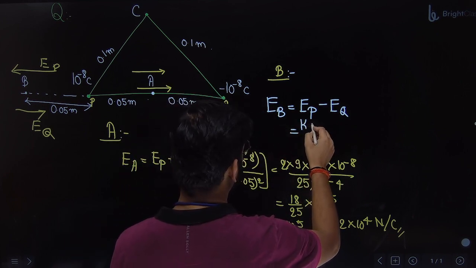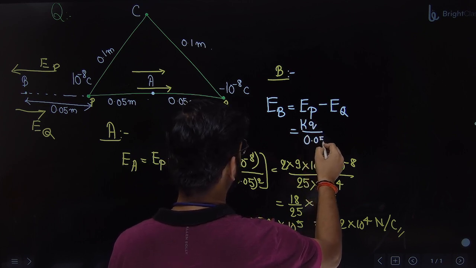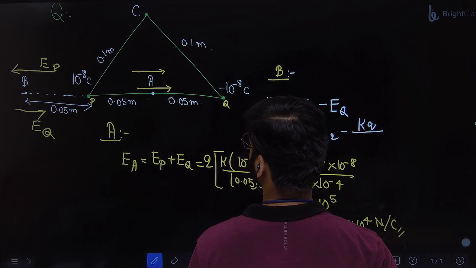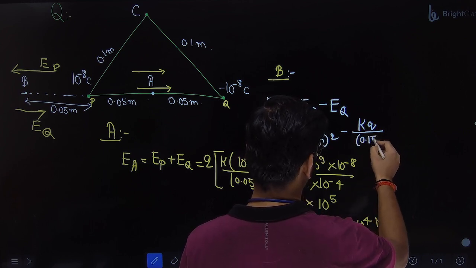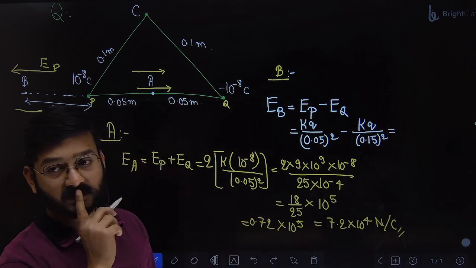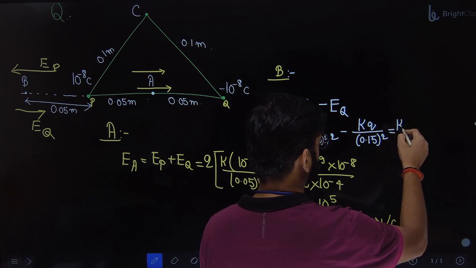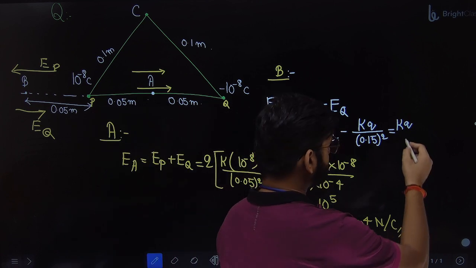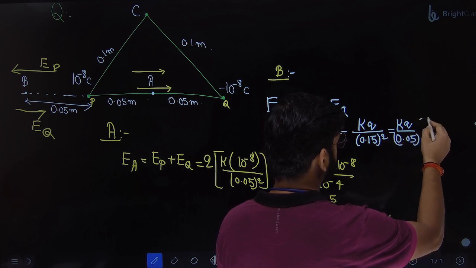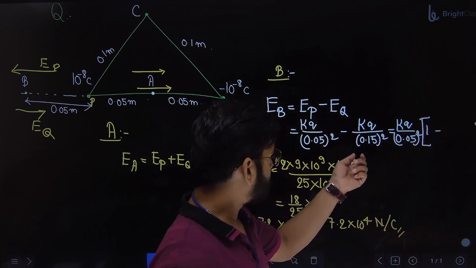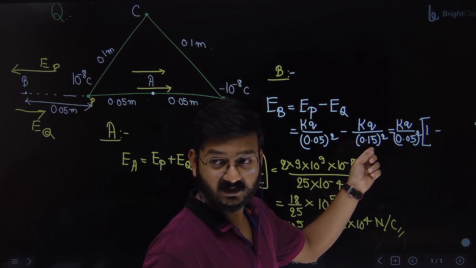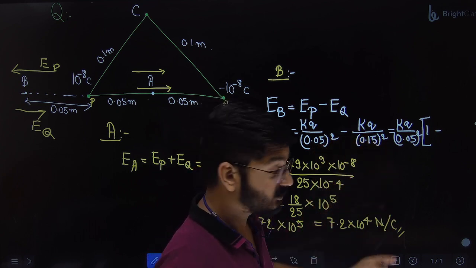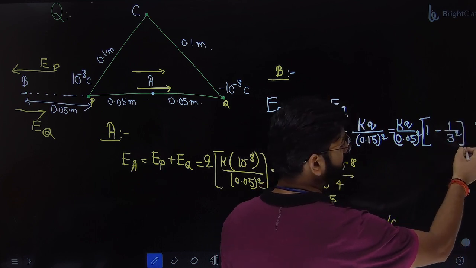So K, Q is the same. The distance is 0.05, whole square. Charge is the same, distance is different. What is the distance? 0.15. So what can we take common? KQ. Anything else? 0.05 whole square. So what will be left in the bracket? 1 minus. If you take 0.05 whole square common, what will be left here? 3 square. Because 0.15 is 0.05 into 3. So what will be left here? 1 by 3 whole square.